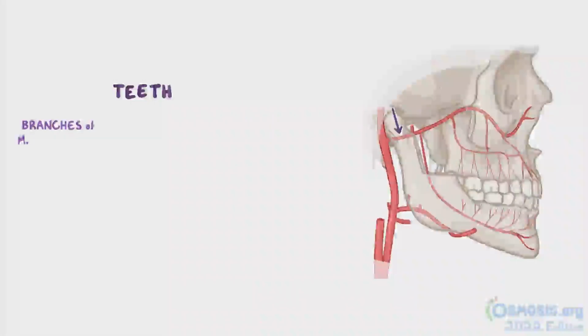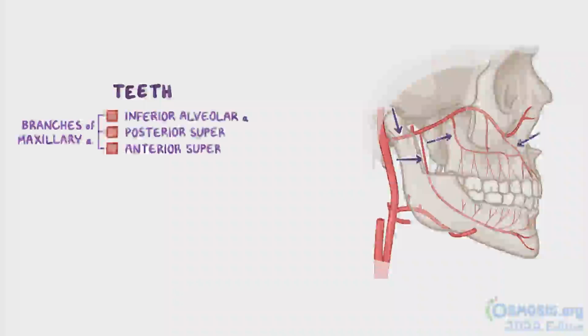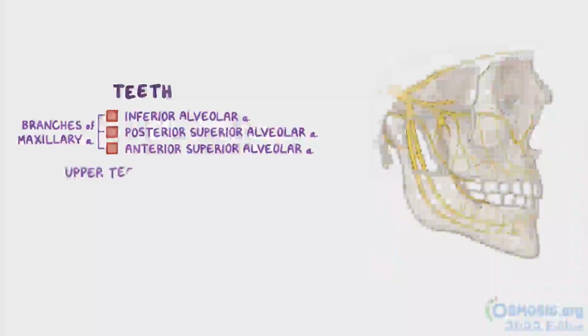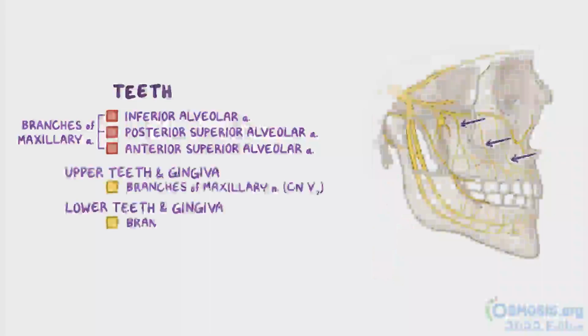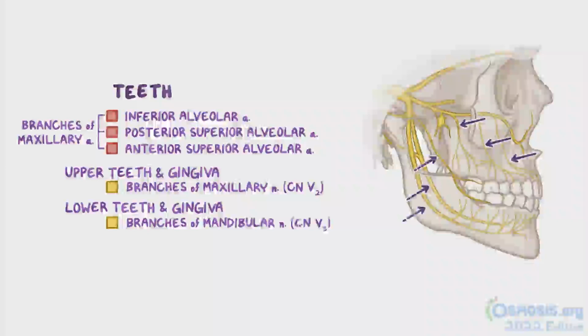Three branches of the maxillary artery supply both the lower and upper teeth: the inferior alveolar and the posterior and anterior superior alveolar arteries. The upper teeth and gingiva are innervated by branches of the maxillary nerve, and the lower teeth and gingiva by branches of the mandibular nerve.